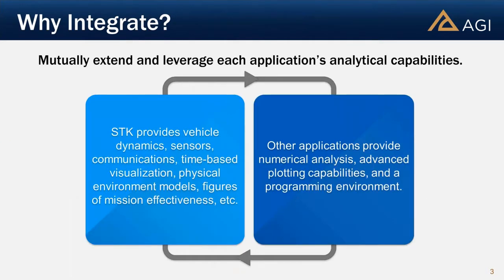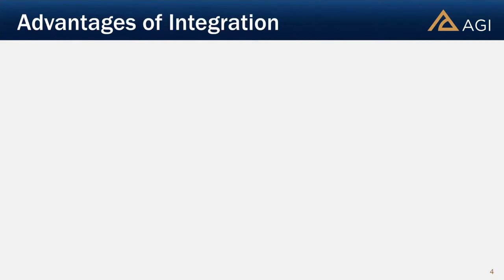All right. So you can mutually extend and leverage each application's analytical capabilities. Like I said, with STK, you have over 40,000 metrics of mission effectiveness that you can use. And then, of course, you use these other tools to leverage their numerical analysis, push data, customize stuff, push it into your STK model, and then get additional information from there. So it gives you a cohesive environment and additional flexibility for what you want to do.